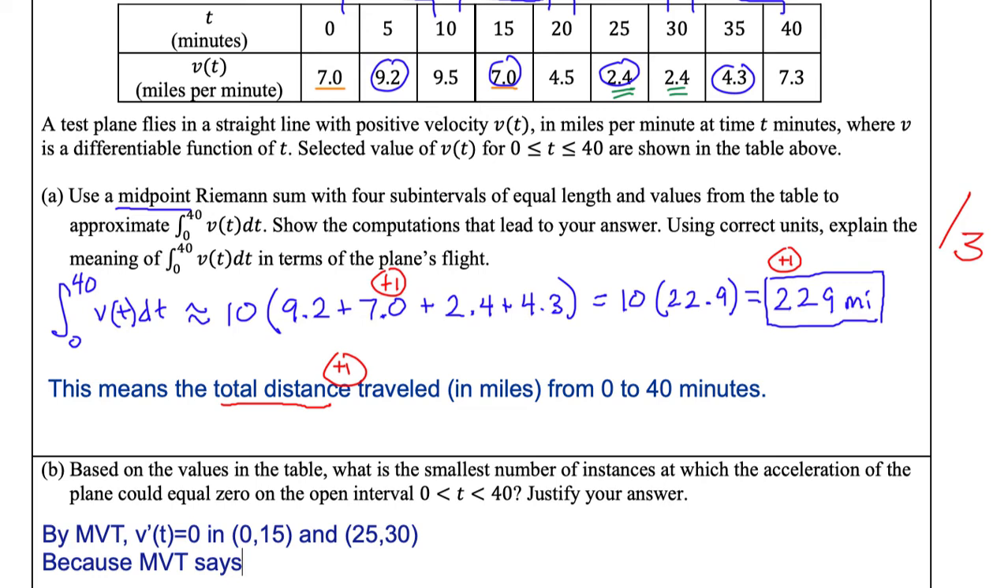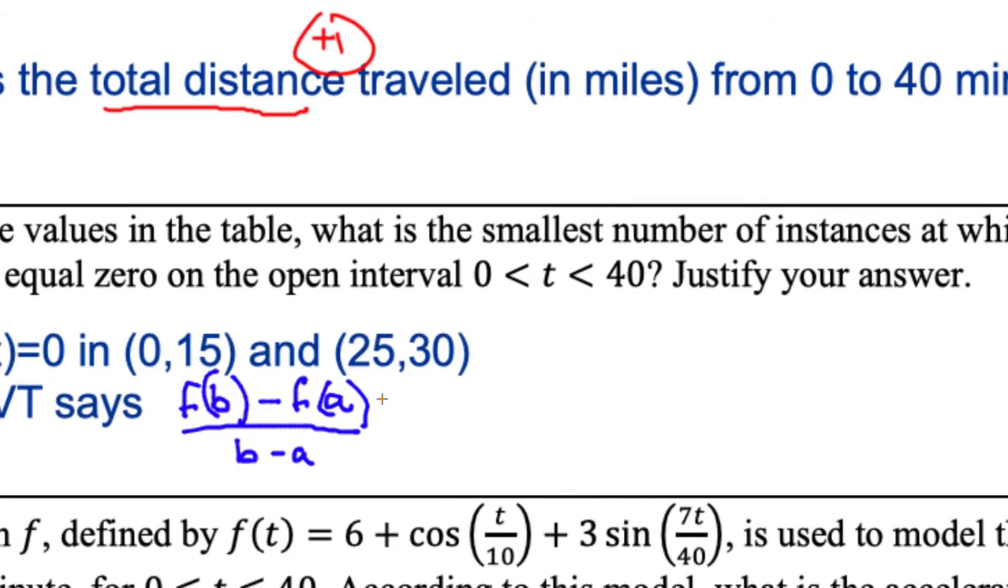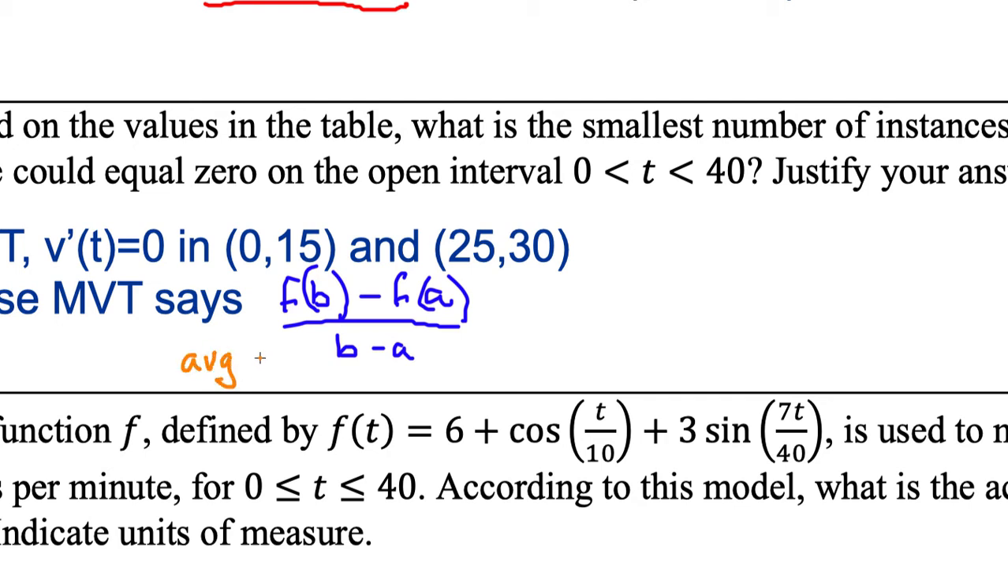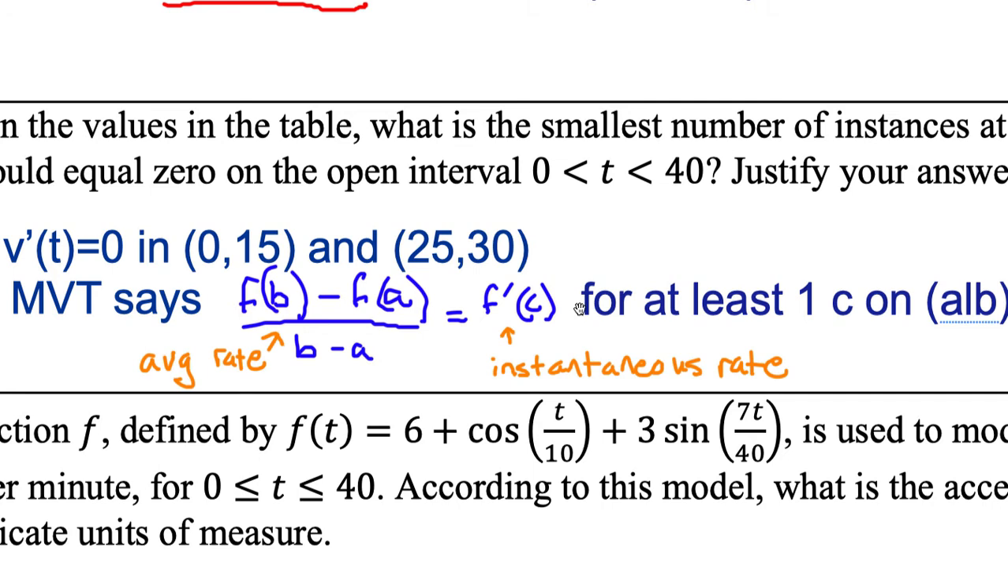MVT says the following thing, that f of b minus f of a all over b minus a, that's our definition of what again? That's average rate. I just wrote down average rate, that's that equation right there. The average rate must be equal to the instantaneous rate, f prime of c, for some c in between a and b. And again, f prime of c, that is our instantaneous rate, aka your acceleration. So my acceleration has to be equal to the average slope of velocity is what I'm really saying here. And that happens for at least, and maybe more, one c on a comma b.